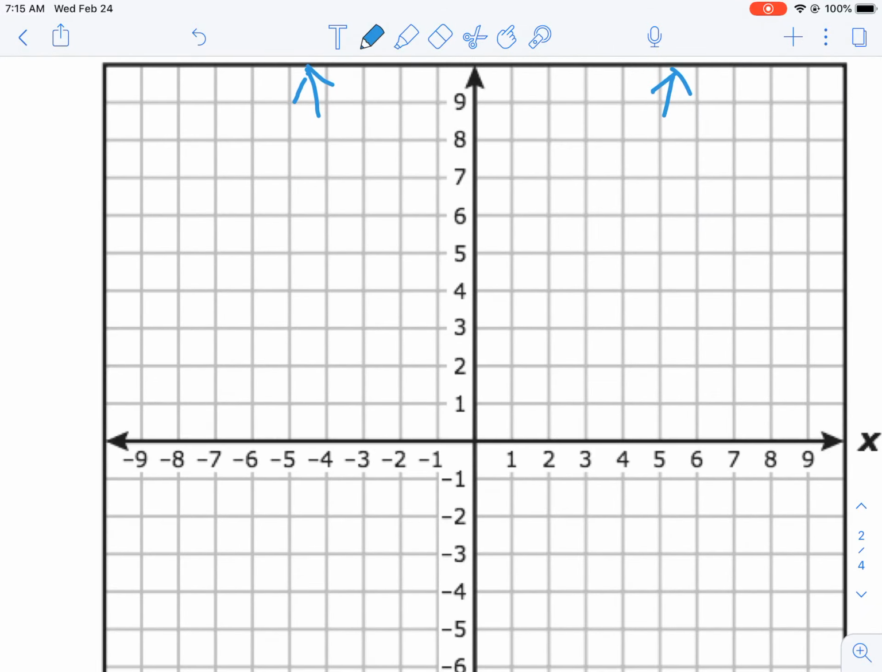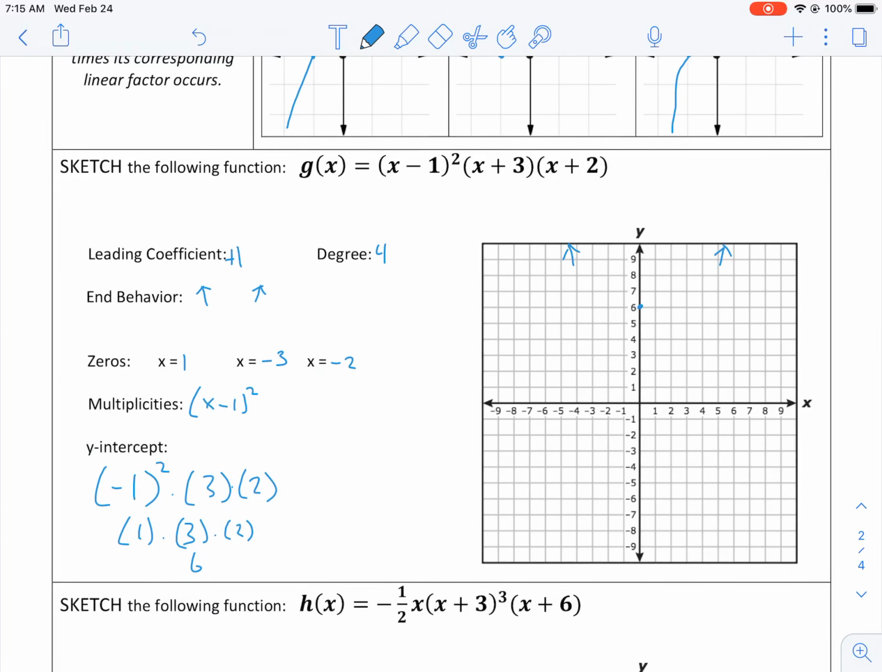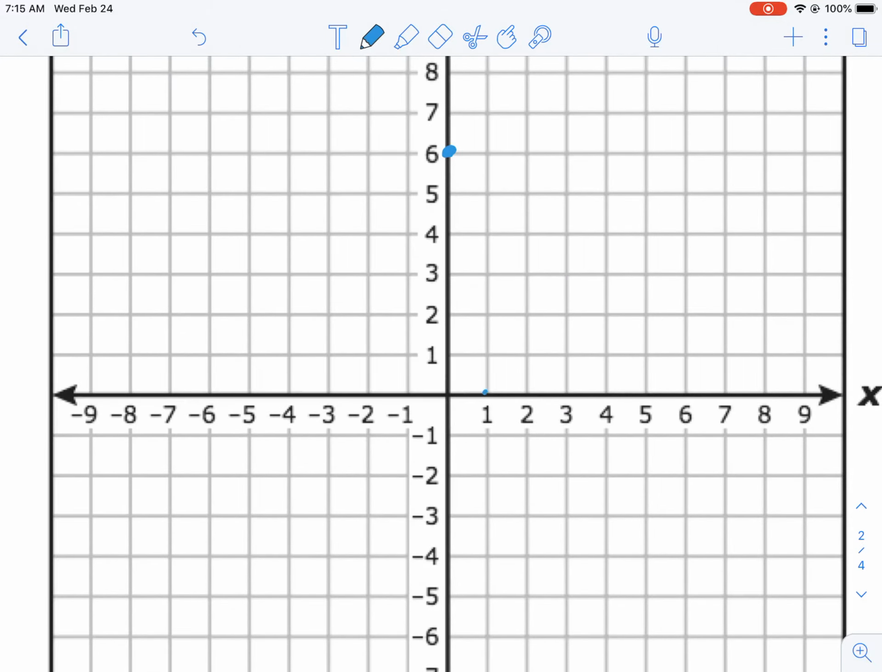So our y-intercept is going to be 6. The only reason the y-intercept is helpful is just giving you an extra spot that you know you have to go through. And I forgot to put my zeros before. So we need a zero at 1, at -3, and at -2.